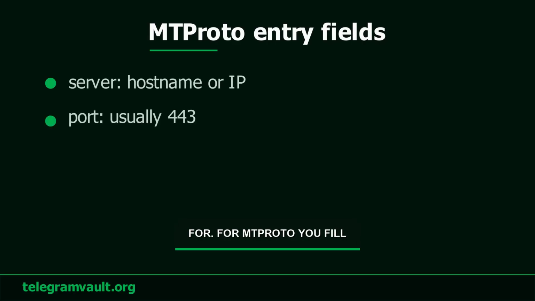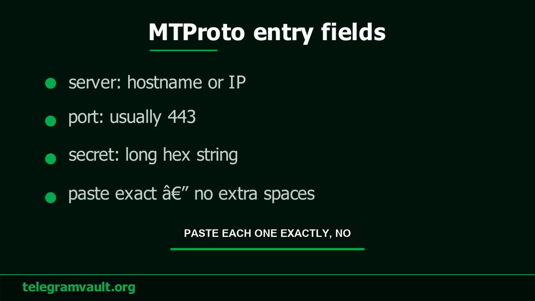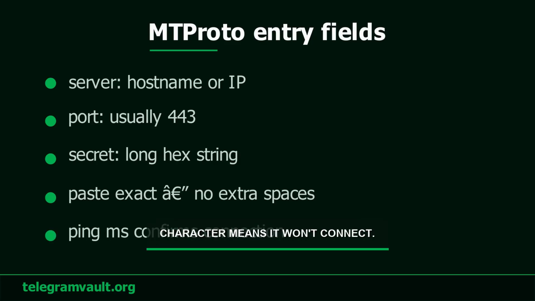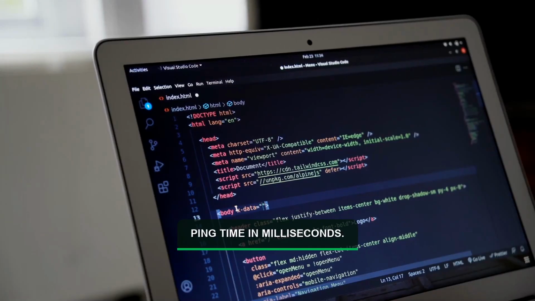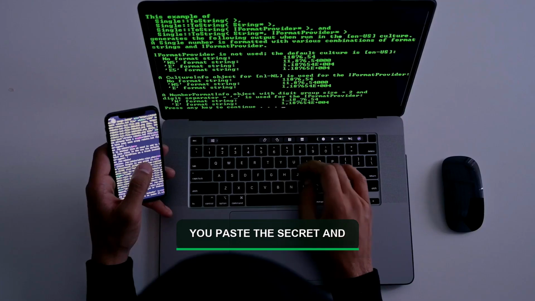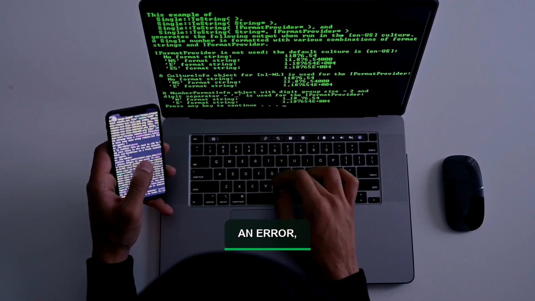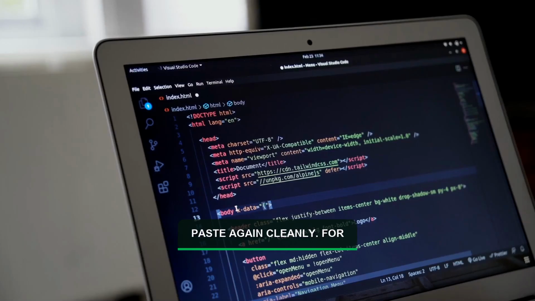For MTProto, you fill three fields. Server, that's the IP address or host name. Port, usually 443, and secret, that long hex string. Paste each one exactly, no extra spaces. The secret in particular is long and a single missing character means it won't connect. Tap done. It appears in your list with a check mark and after a second, a ping time in milliseconds. That ping is your proof it reached the server. If you paste the secret and it stays blank or shows an error, you've copied a space or a line break with it. So clear the field and paste again cleanly.